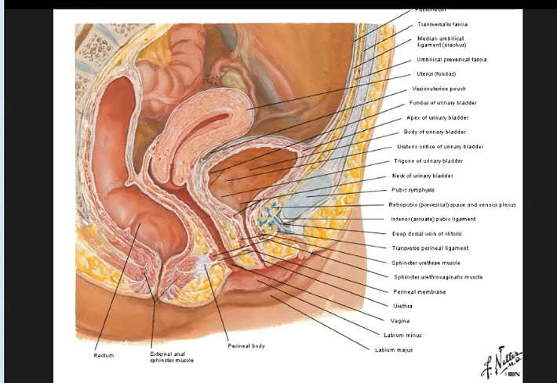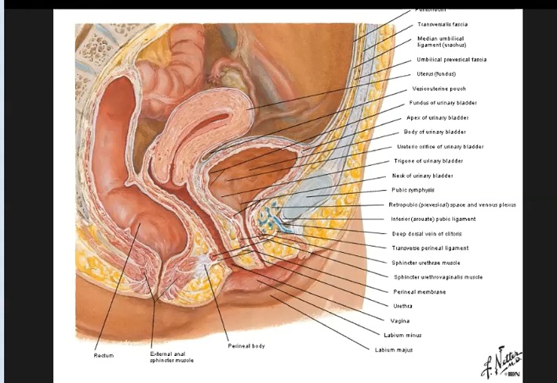Each ovary lies in the ovarian fossa, so we expect here the ovarian fossa on the lateral pelvic wall. The ovarian fossa is bounded anteriorly by the obliterated umbilical artery, which goes through this part, and posteriorly by the ureter and the internal iliac vessels. Here we expect the internal iliac vessels and ureter. I will show you this in another picture.